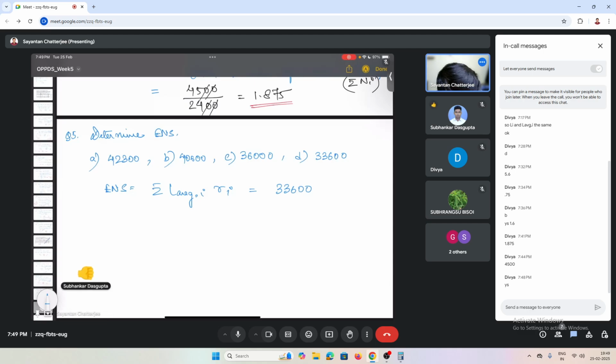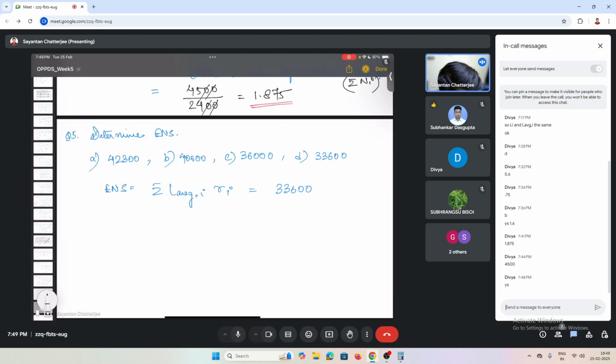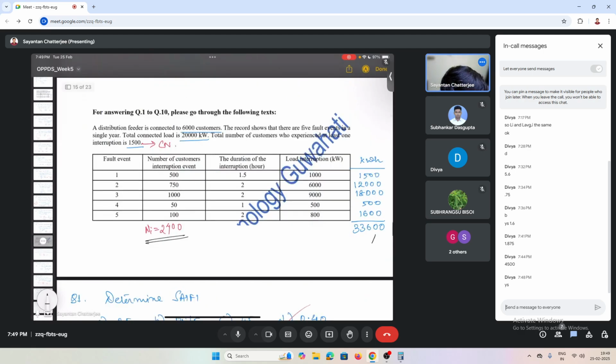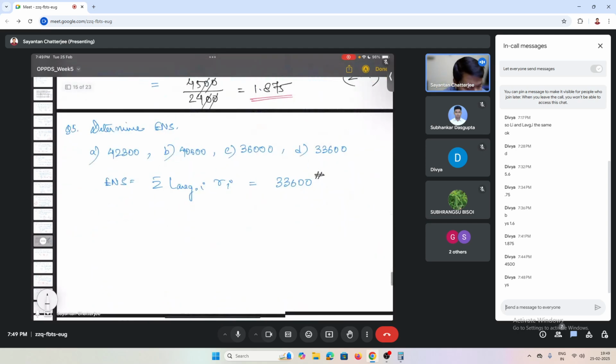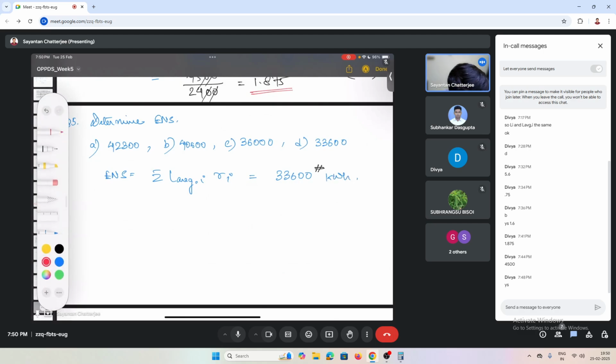You can just put in a mark here so that if you go through this PDF again, you can directly refer to the indicated sign here. So 33600 is the value that was calculated. So energy not supplied, this is the value. This is the answer.